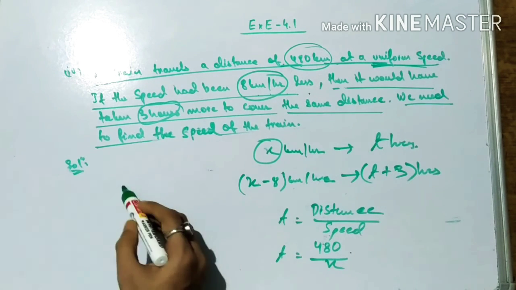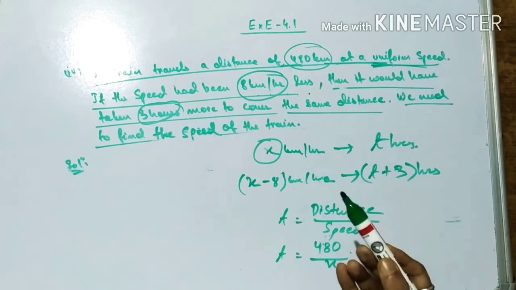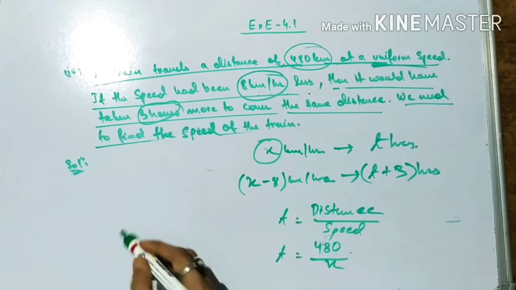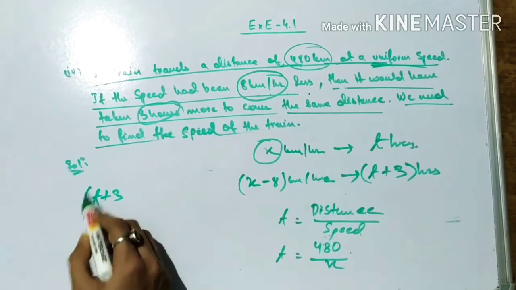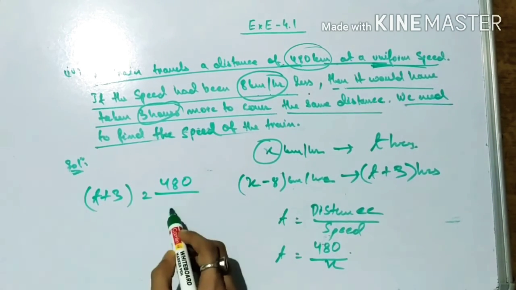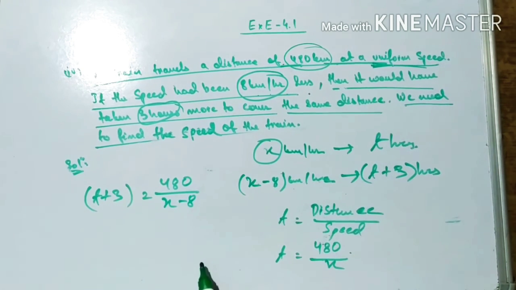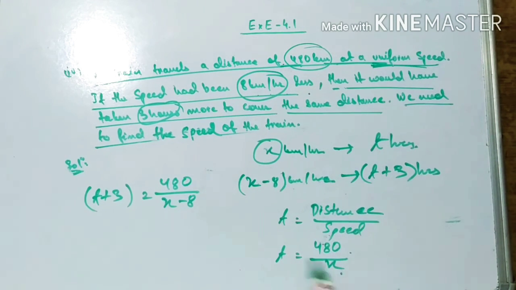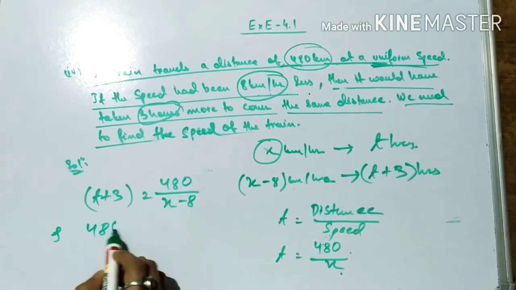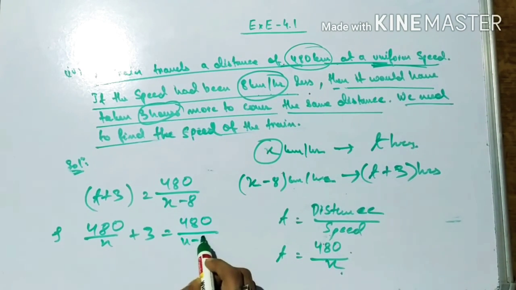And for the next case, if x becomes x minus 8, that means now the train is traveling at 8 kilometer per hour less speed. Then time becomes t plus 3. So the next case is t plus 3 is equal to 480 by x minus 8. Now, the t value I have already found, 480 by x. So I will put it in here: 480 by x plus 3 is equal to 480 by x minus 8.